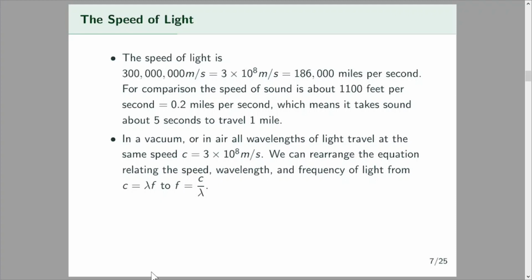In a vacuum or in air, all wavelengths of light travel the same speed. We use the letter c for the speed of light. c equals 3 times 10 to the 8th meters per second. And so we can write that speed equation that we had on the previous page. Instead of v is equal to the wavelength times the frequency, we can have c is equal to wavelength times the frequency, or we can say the frequency is equal to the speed of light divided by the wavelength. Those are equivalent ways to write the same equation.